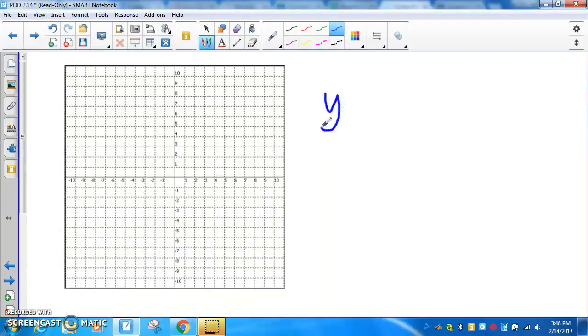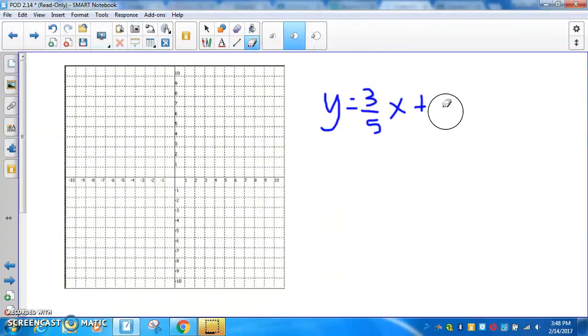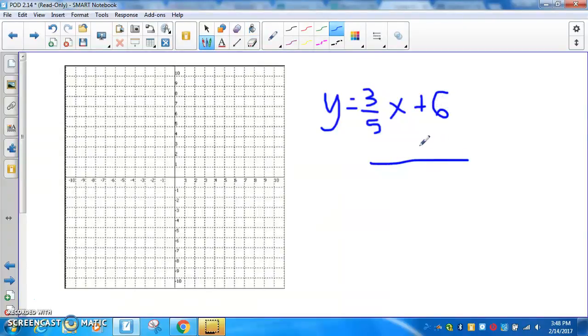Graphing with a function table is a very simple task if you understood what we were doing in our last unit involving functions, okay? If you understand that something like this equation, which is in slope-intercept form, is a function, you should be able to use an input-output table to graph it.